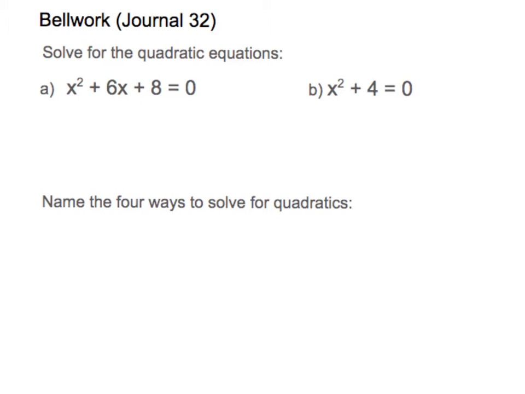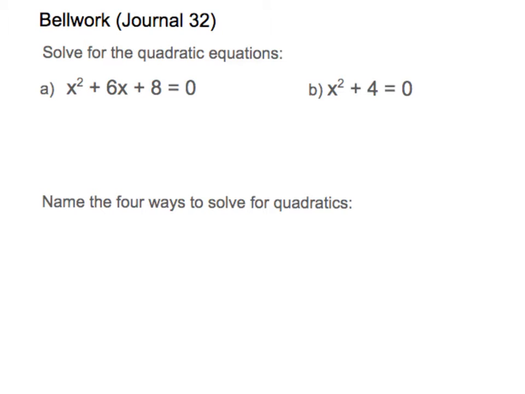All right, so we're going to be taking a look at Journal 32 now, and we're going to start off with some old problems that you might remember. So it's solving for quadratics. And when you're solving for quadratics, you might want to refer back to the project where we solved it in 4 different ways. Let's go ahead and list those 4 ways for solving quadratics first.